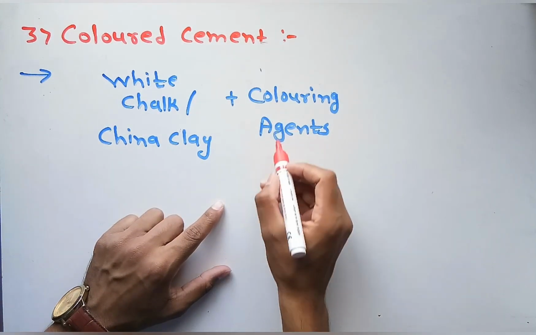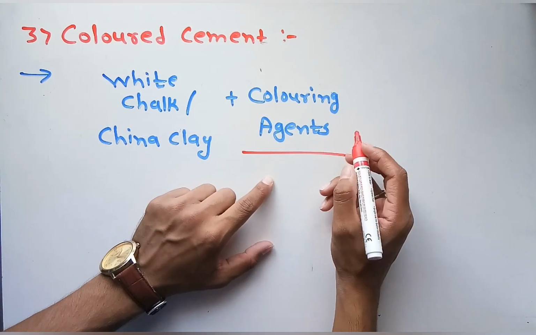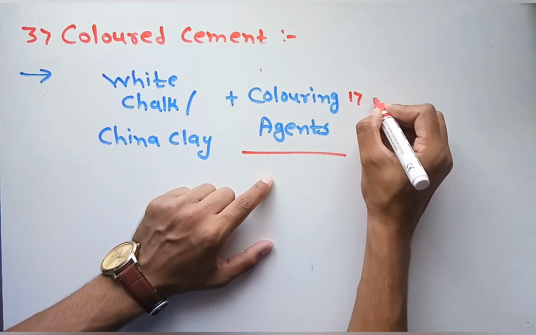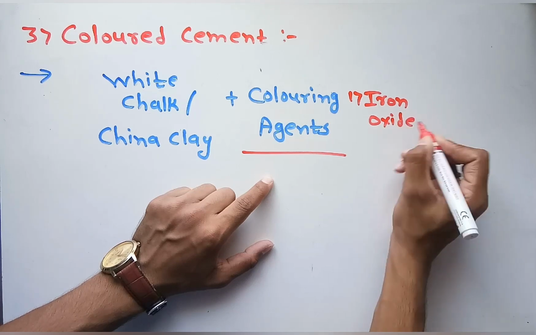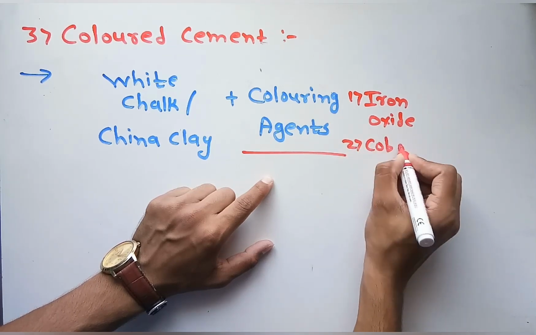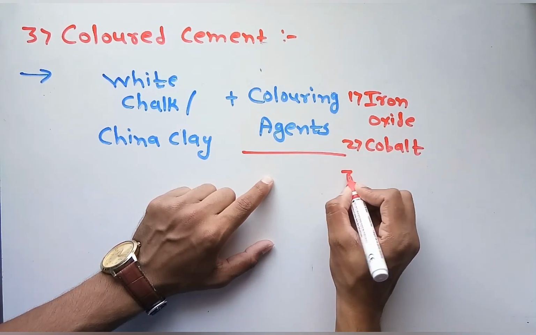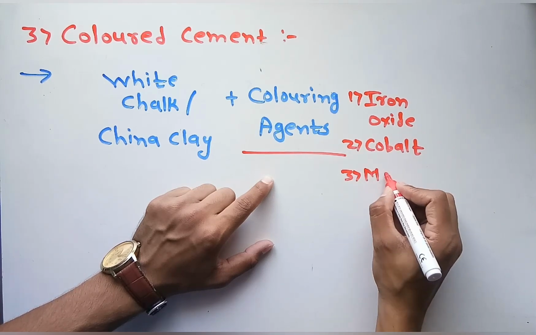Now we will see the coloring agents which are used to manufacture the color cement. The first one is iron oxide. Then we use cobalt, and we use manganese dioxide.